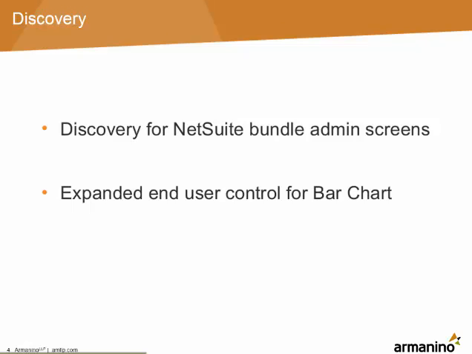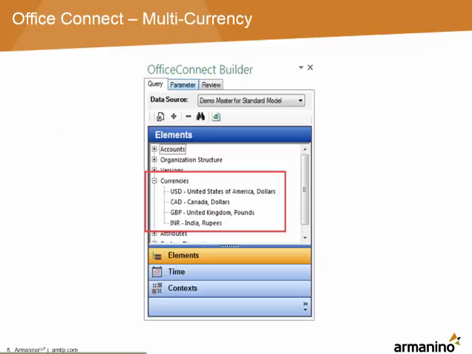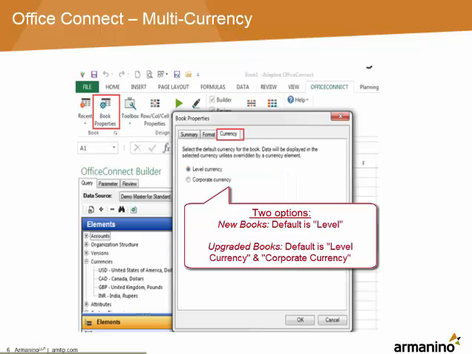Looking at Office Connect, we have quite a few updates to cover. First is Multicurrency. Multicurrency is now being supported in Office Connect. You will see any currencies that you have defined now showing up in your builder for use on your report. There is also now a default currency setting, and this is managed through a new tab in Book Properties.